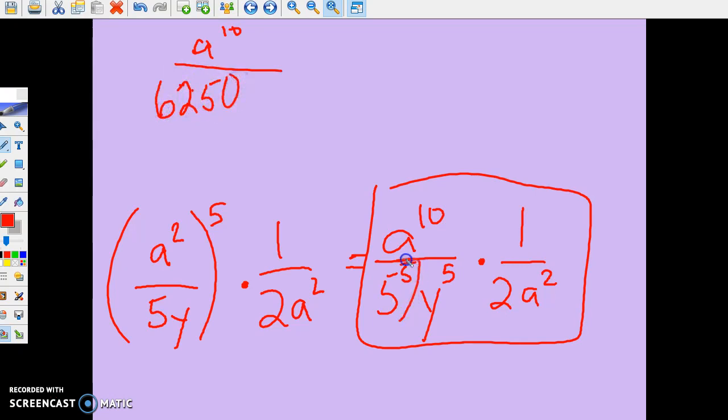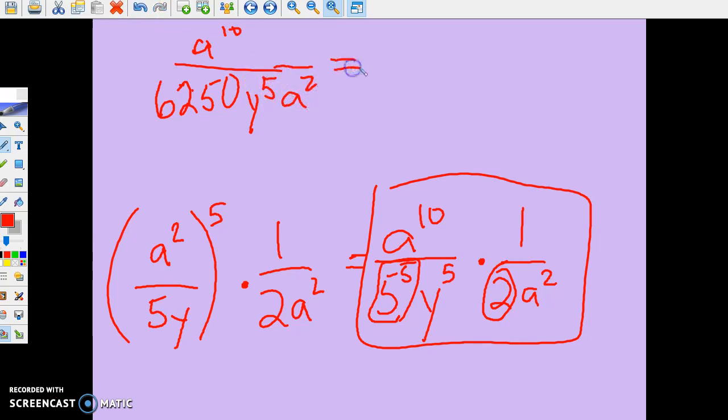That took care of our 5 to the 5th and our multiplying by 2. Now we all have y to the 5th, so we're going to keep it as y to the 5th. And that looks like a 6. Let's back that up. Y to the 5th. And you still have a to the 2nd.